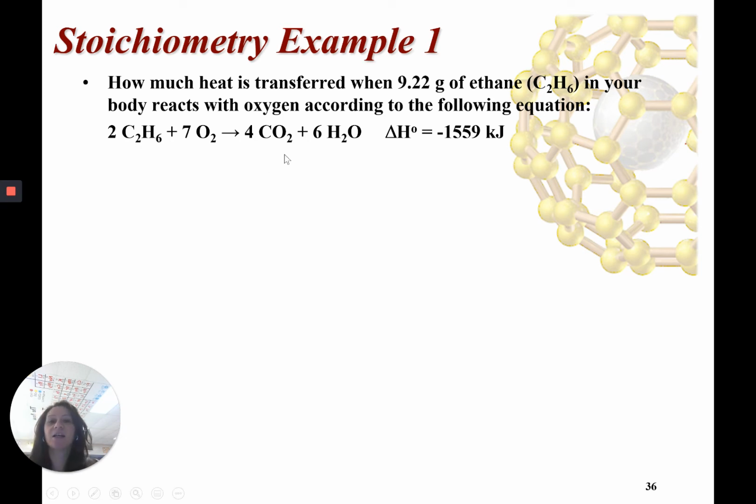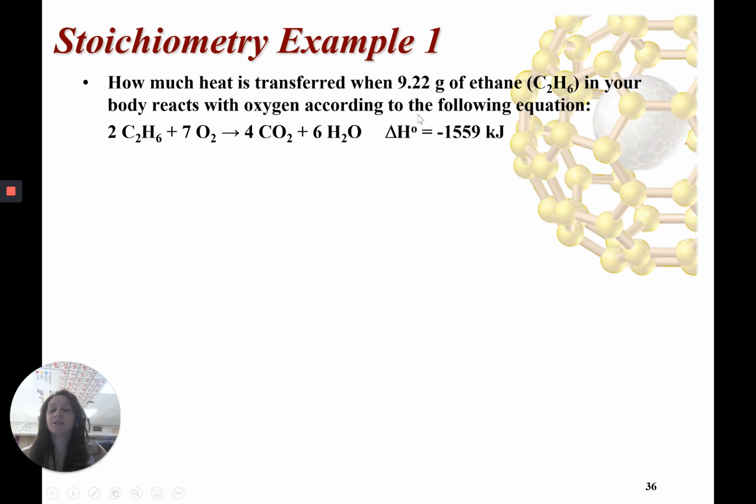Now, when they give us delta H for the reaction as written, what that means is that this is for that many moles that are given to us. So this is how much heat is released if you use 2 moles of ethane, 7 moles of oxygen, and produce 4 moles of CO2 and 6 moles of water. So they're asking us how much heat is transferred when 9.22 grams of this reacts. So they're looking for heat transferred, which is the delta H, but they already gave us the delta H, right? So what are they asking for exactly?